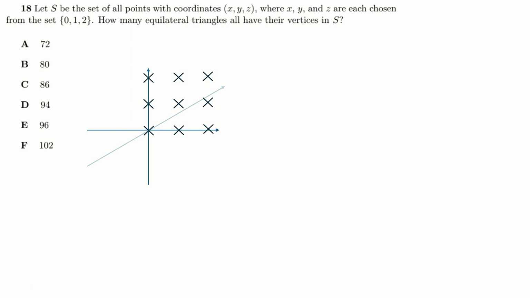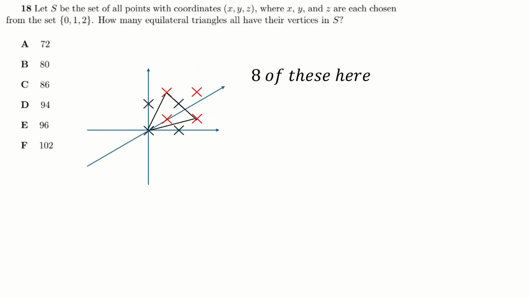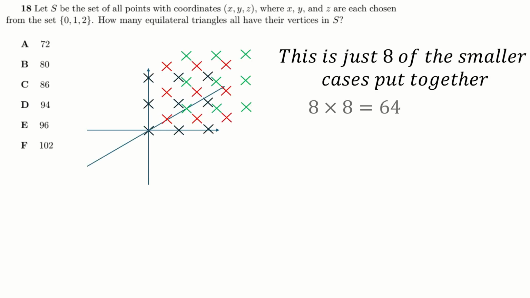Now, when you get to the bigger case, where there are 3 numbers to choose from, 0, 1 or 2, this is essentially just a bigger cube, and you can think of it as just being 8 of the smaller cubes put together. And so if each smaller cube, these little 2 by 2 cubes, have 8 of the root 2 triangles in them, then this bigger cube has 8 times 8, which is 64 of those small triangles.